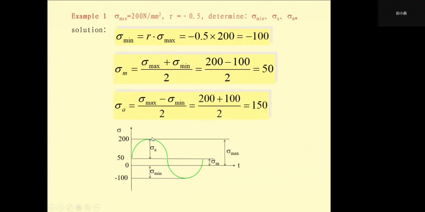This is the maximum stress, 200, and this is the minimum stress, minus 100. And this is for the mean stress, 50. And we also have the stress amplitude, 150 there. Okay.